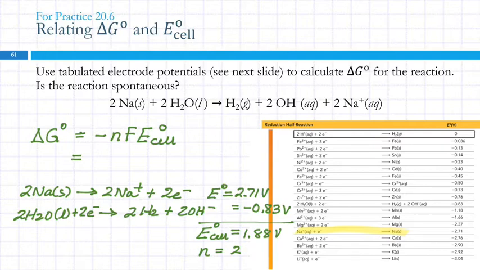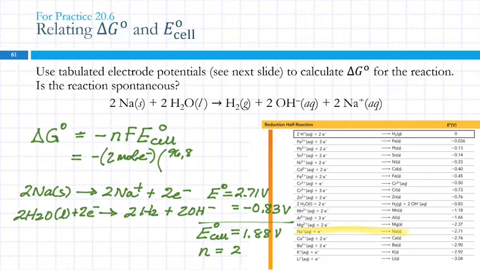So here we have negative, this is 2 moles of electrons times Faraday's constant, which is 96,800 and, oh gosh, 35? I can never remember that one.